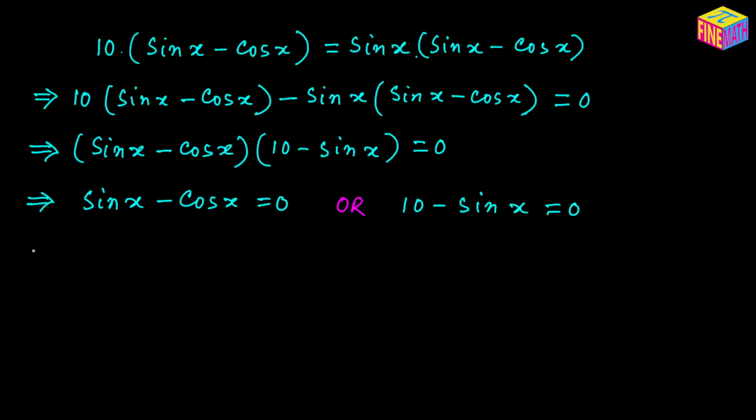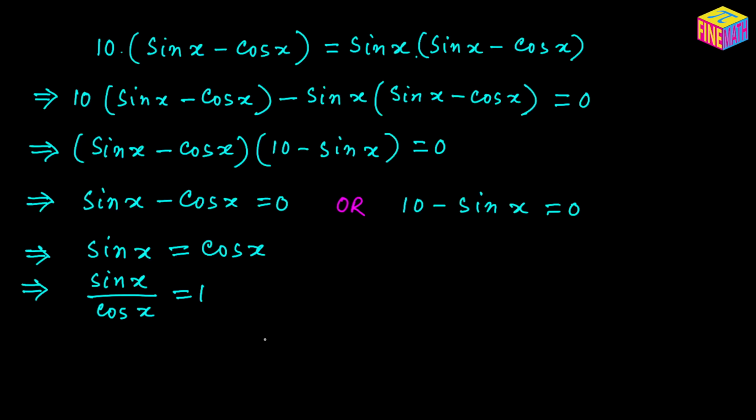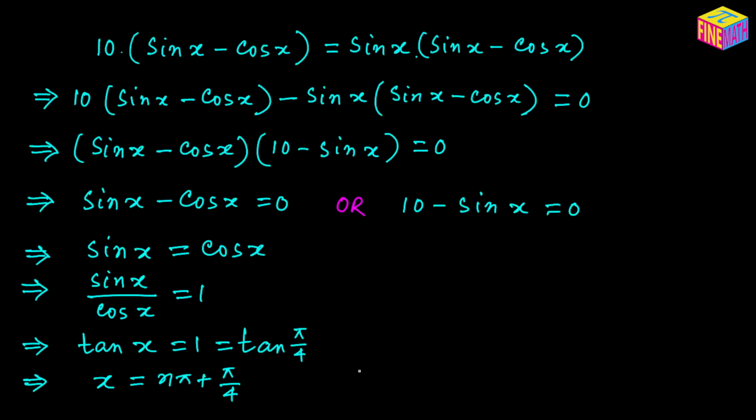From the first factor can we say that sine of x is equal to cosine of x. Now if we divide both sides by cosine of x, we are going to get sine of x over cosine of x is equal to 1, and that is nothing but tangent of x is equal to 1, which is equal to tangent of pi over 4. From here we can directly use the formula for the general solution, that x will be equal to n pi plus pi over 4. So that is one of the solutions.